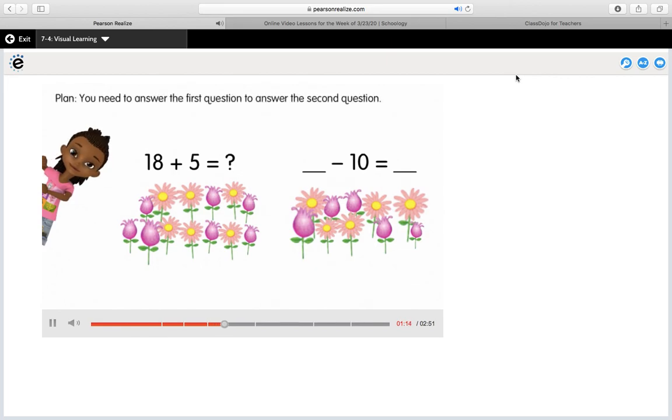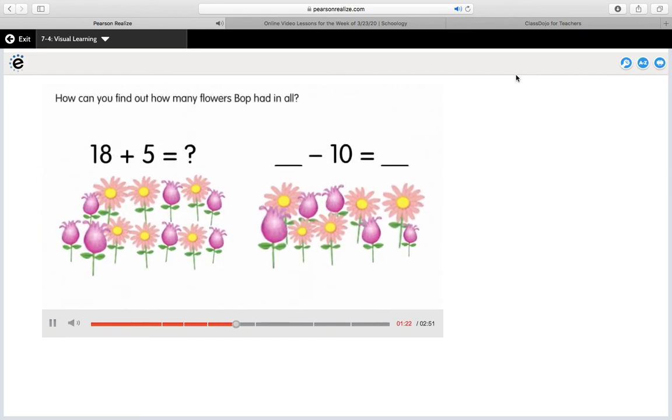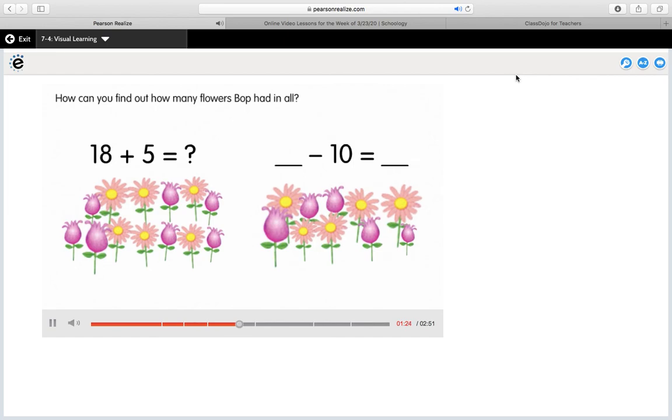Plan. You need to answer the first question to answer the second question. How can you find out how many flowers Bob had in all? You can add 18 and 5. What happens next in the story? Bob gave away 10 of the flowers. What do you need to find out now? You need to find out how many flowers are left.